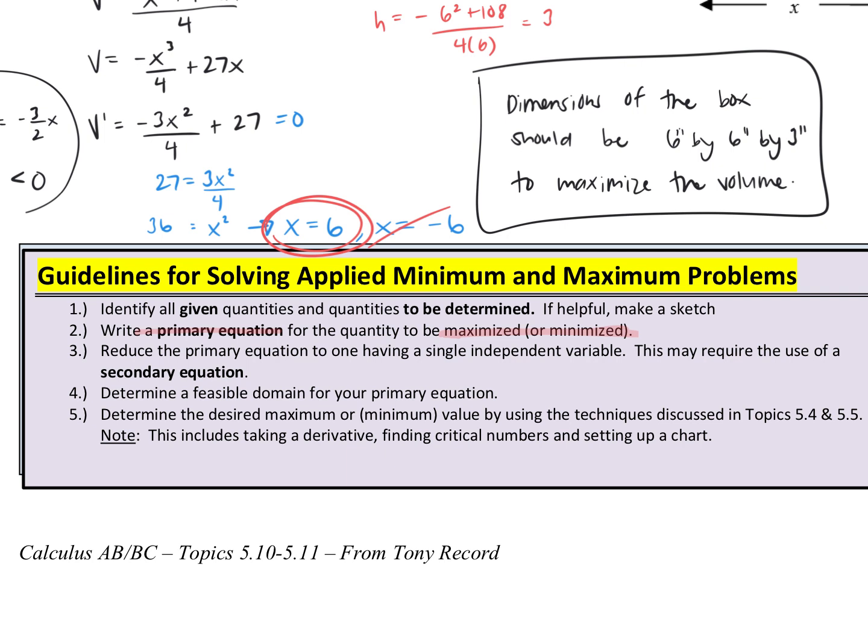Make sure you look at your domain, right? What can x not be? If you get an answer for x and it's incorrect, you can't have that, so cross that out. And then again, figure out where the maximum or minimum value is occurring.